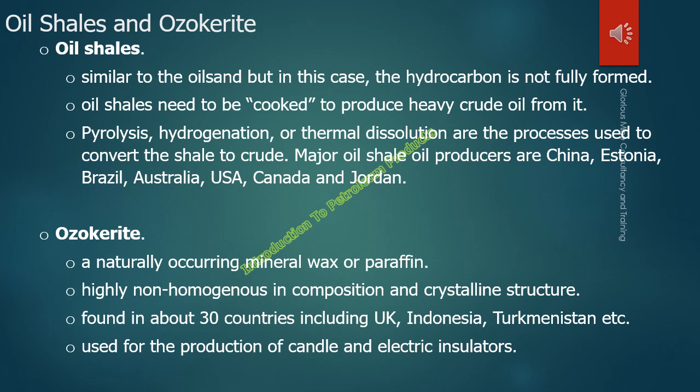The third type of hydrocarbon solid is the ozokerite. It is a naturally occurring mineral wax or paraffin. It is highly non-homogeneous in composition and crystalline structure. It is found in about 30 countries including UK, Indonesia and Turkmenistan. It is usually used for the production of candles and electric insulators.